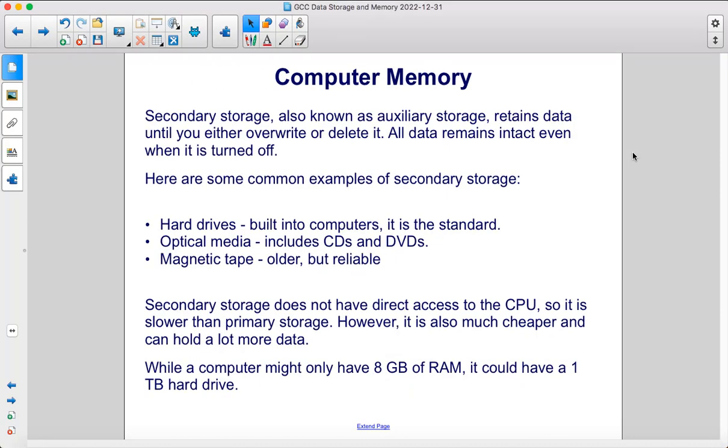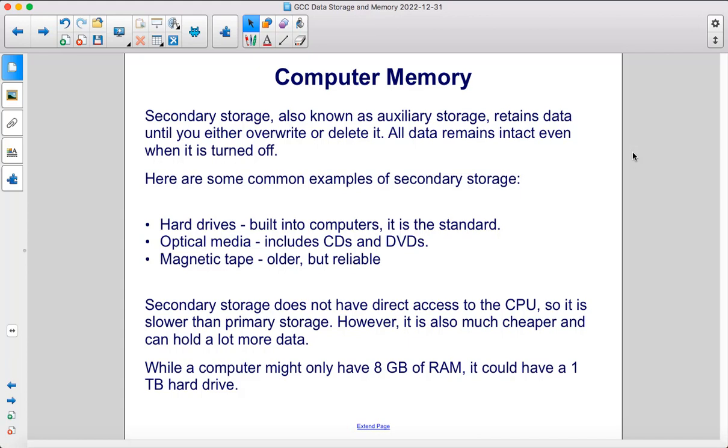Secondary storage, also known as auxiliary storage, retains data until you either overwrite or delete it. All data remains intact even when it's turned off. Here are some common examples of secondary storage. Hard drives. They're built into computers, and it is the standard. Optical media includes CDs and DVDs. Magnetic tape is older but reliable.